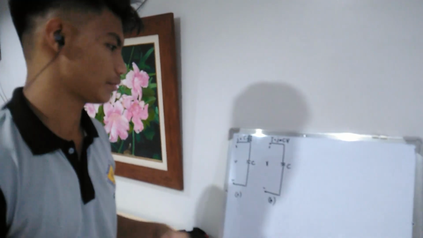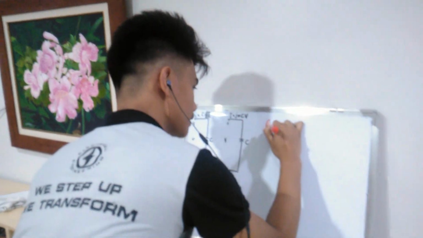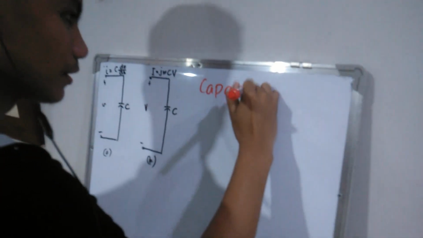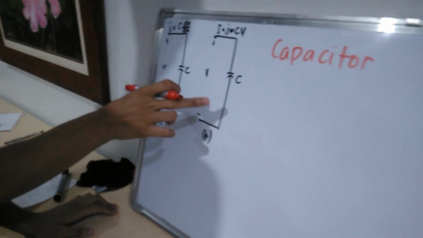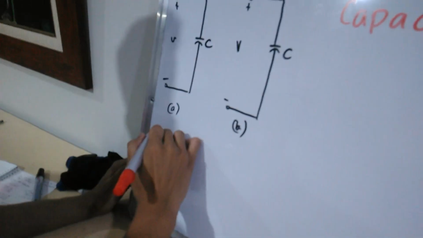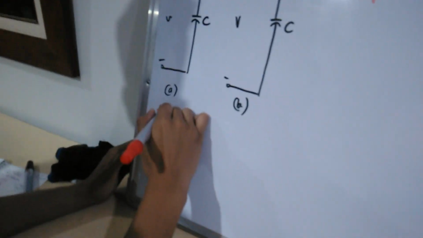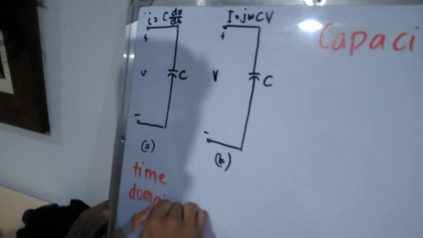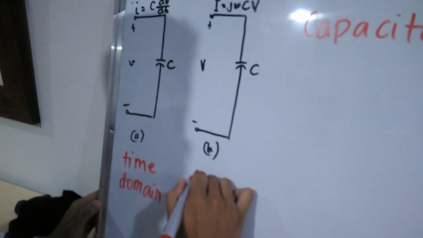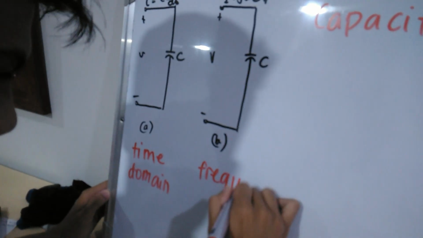So now we have the final element to be considered, which is the capacitor. Now we have these two diagrams, A and B. A is the usual time domain, and B is the frequency domain.